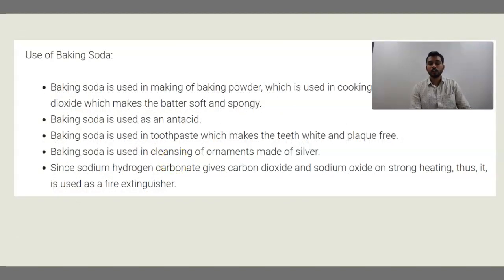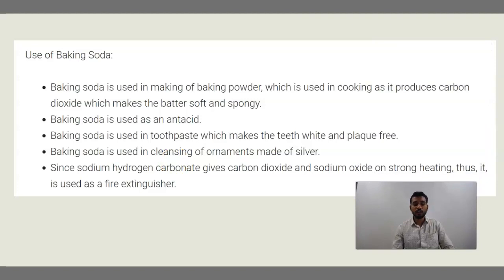Uses of baking soda, we can see here. Baking soda is used in making baking powder, which is used in cooking, as you all know, and it produces carbon dioxide, which makes the batter soft and spongy. Baking soda is also used as an antacid, very important, should not forget this. It is used in toothpaste to make the teeth white and plaque free. Baking soda is used in cleaning ornaments made of silver. Since sodium hydrogen carbonate gives carbon dioxide and sodium oxide on strong heating, it is used as a fire extinguisher also.